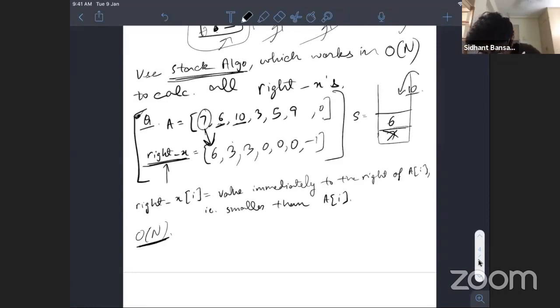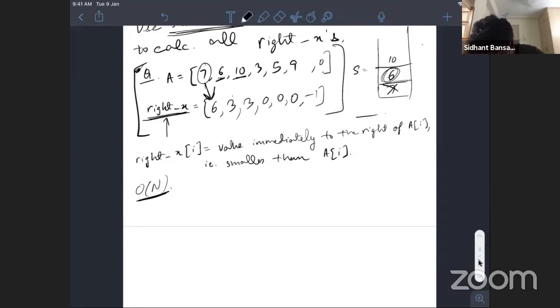When you're putting in 10, you'll check, is the top of the stack bigger or smaller than 10? The top of the stack is 6. 6 is less than 10, so you can put it normally. The idea being this: when I'm using the stack, my intuition is this.